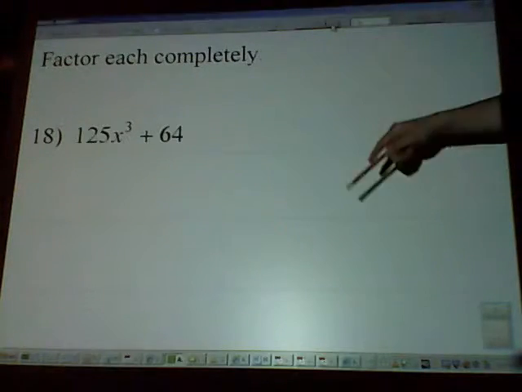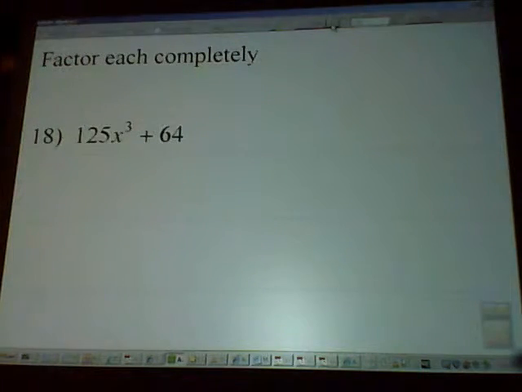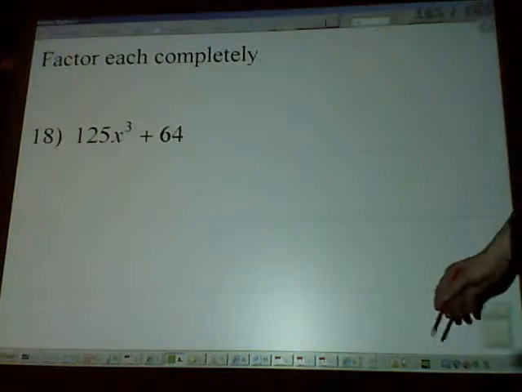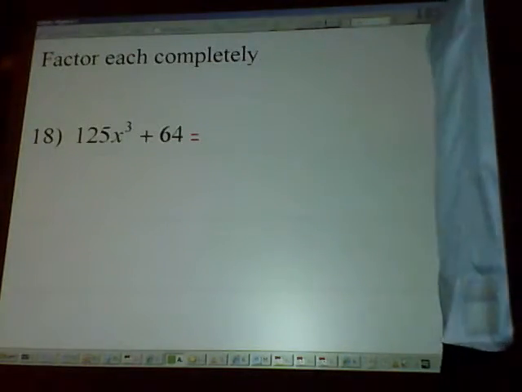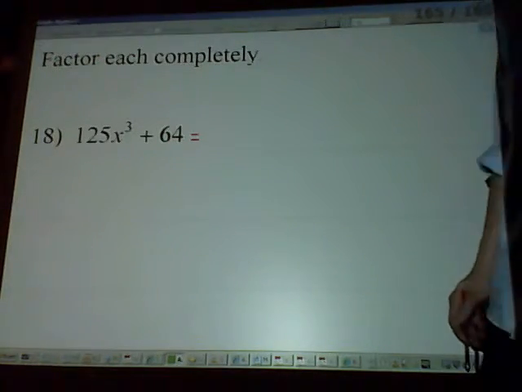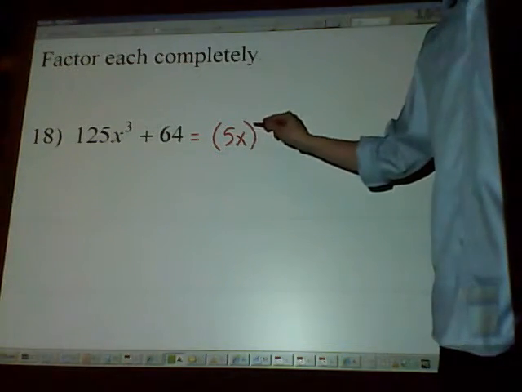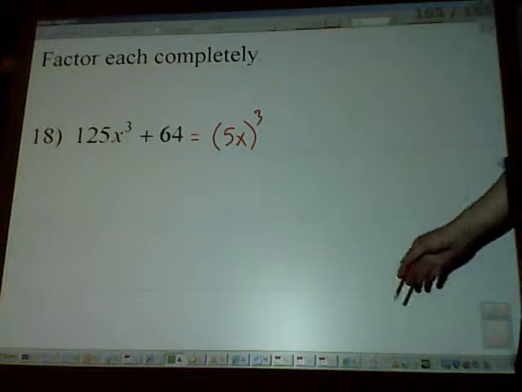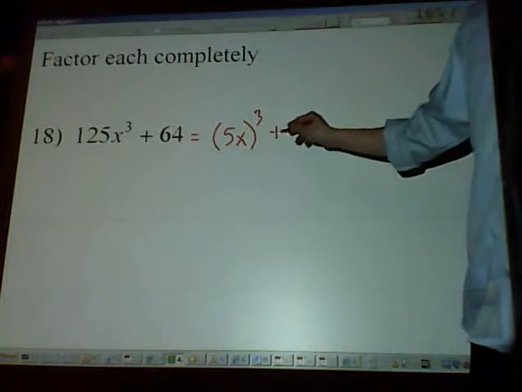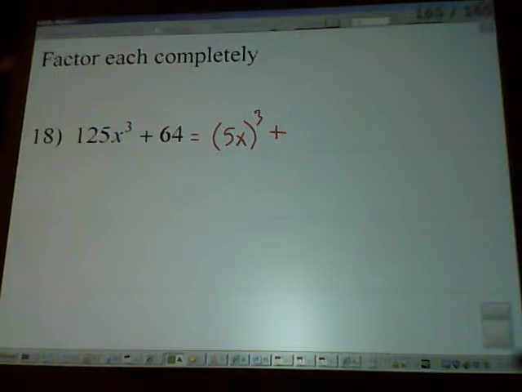Let's try another sum of cubes. Here we go: 125x cubed plus 64. You guys ready? So the first thing we're going to do is figure out what am I cubing. I have to cube 5x to get 125x cubed. And what is it that I have to cube to get 64?